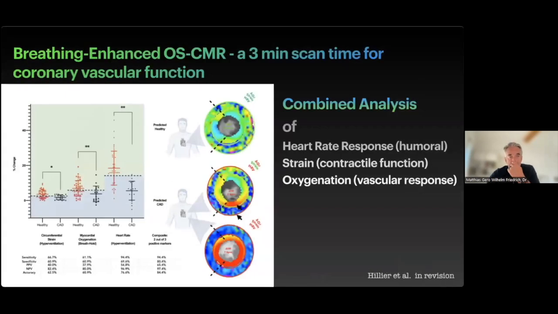And the combination of the three, so this paper is currently in revision. If you combine the three: heart rate response, strain, and oxygenation. I didn't comment on heart rate response a lot. When you perform this breathing maneuver, there is also a predictable increase of the heart rate during hyperventilation and a recovery during the breath hold. But this is also dependent on the neurohumoral axis, whether it responds normally or not.